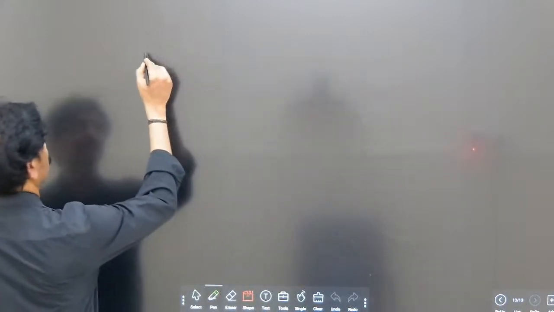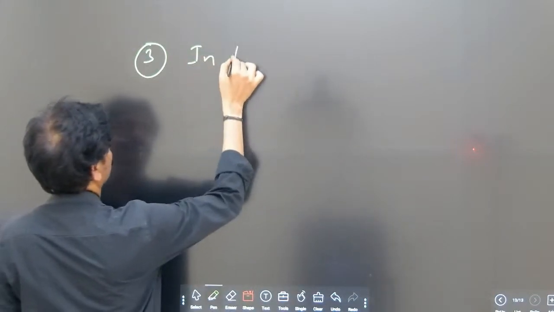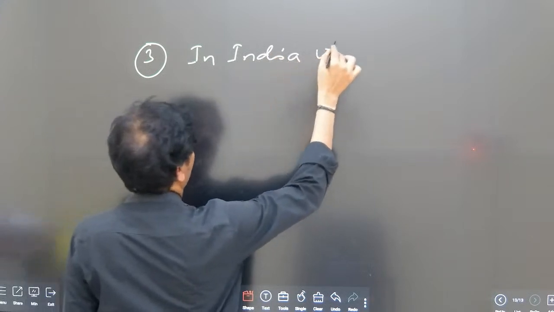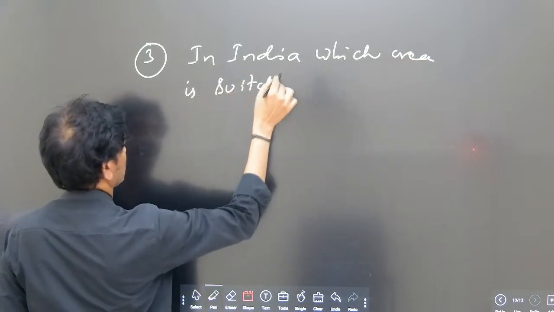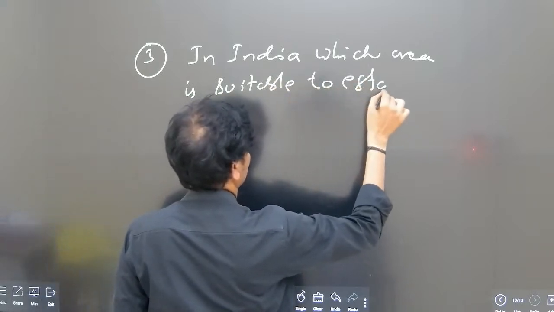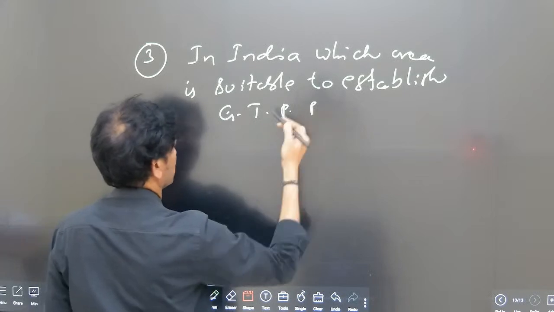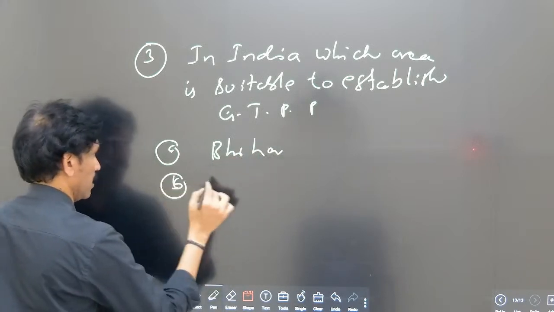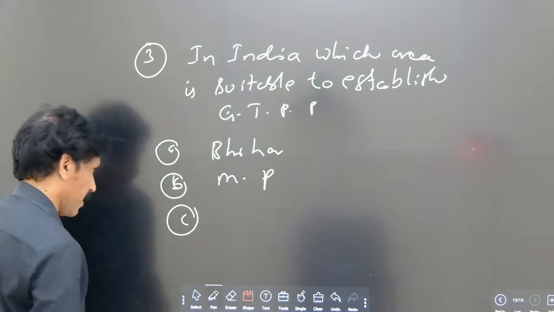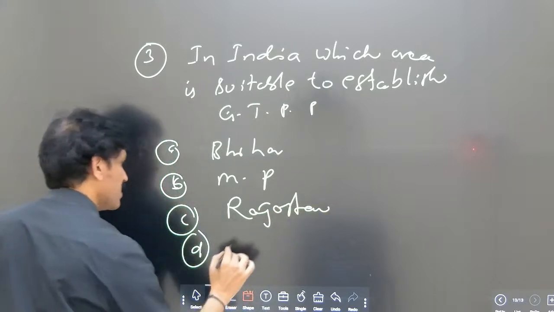Question number 3: in our India, which area is suitable to establish geothermal power plants? A, Bihar; B, Madhya Pradesh; C, Rajasthan; D, Himachal Pradesh.